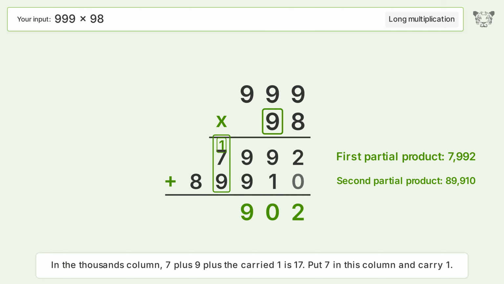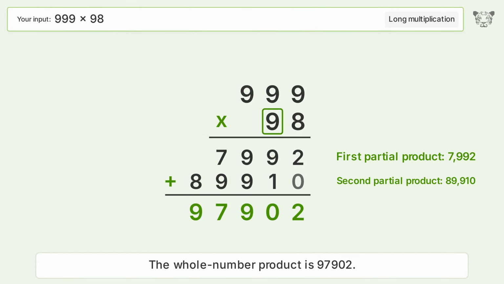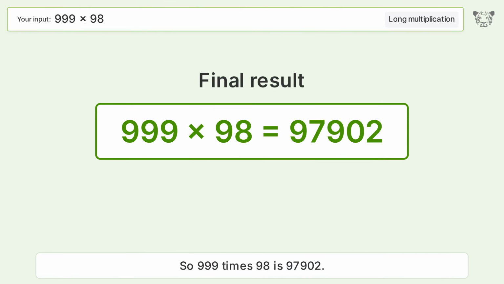In the thousands column, 7 plus 9 plus the carried 1 is 17. Put 7 in this column and carry 1. In the ten thousands column, 8 plus the carried 1 is 9. The whole product is 97,902. So 999 times 98 is 97,902.